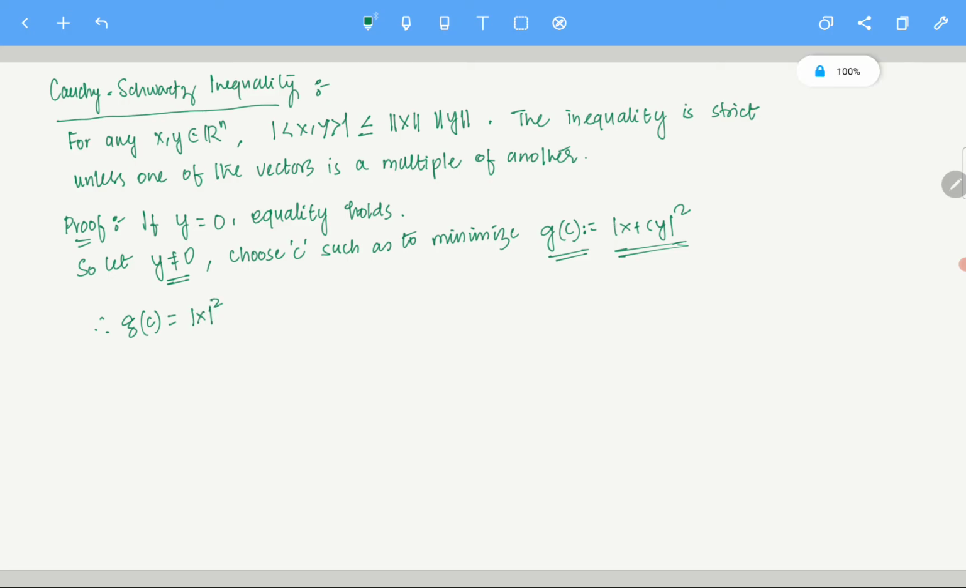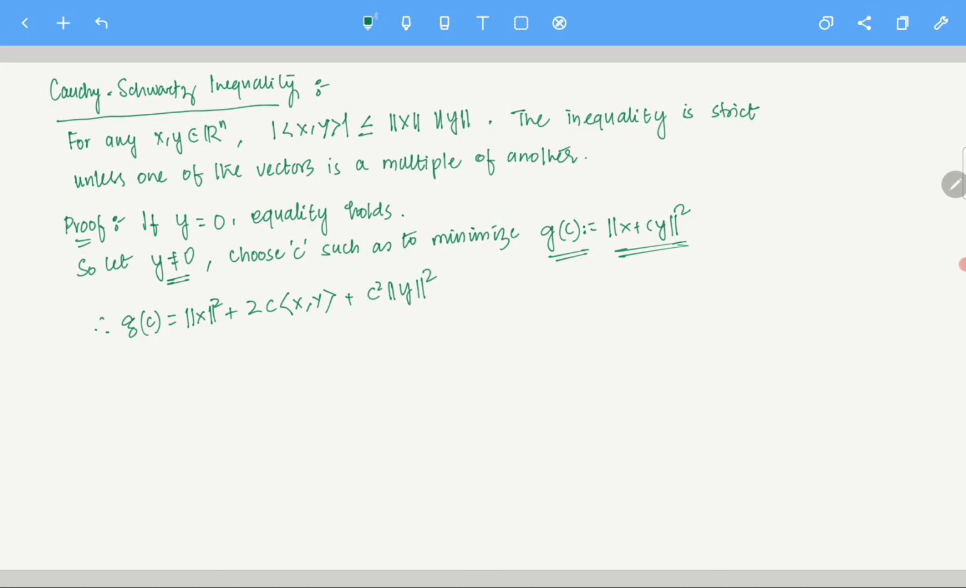G of c is, I'm writing it like this, but it is assumed to be a norm, right? If you break it up, it becomes 2c times the inner product of x, y, plus c square norm y square. I hope this is fine. How do you get this thing?